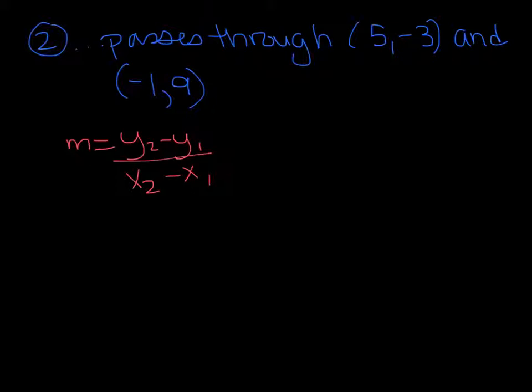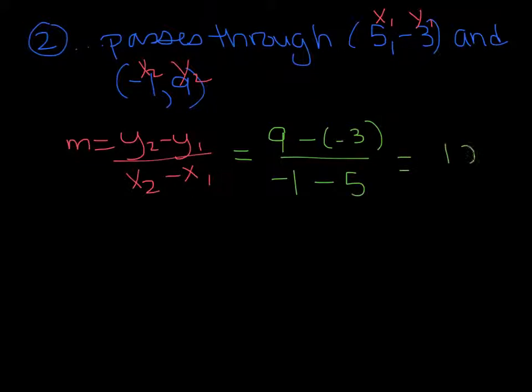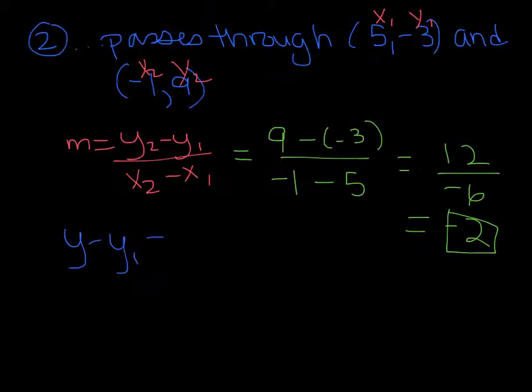So I'm going to call this one x1, y1, this one x2, y2. It doesn't really matter which one you put as 1 and 2. And I'm going to go ahead and do 9 minus negative 3 over negative 1 minus 5. That's going to give me 12 over negative 6, and that gives me a slope of negative 2. I'm not done, but I have a good start. Now, I like method 1 that I did on the previous slide, so I'm going to use that. I'm going to find my point-slope first. Here's the formula again, just so you have it. You don't have to write it if you don't want to.